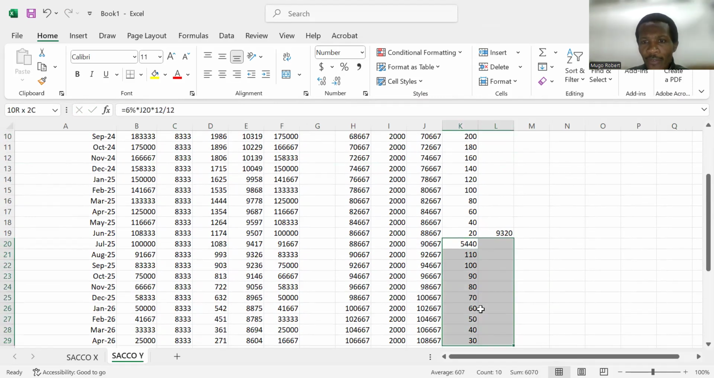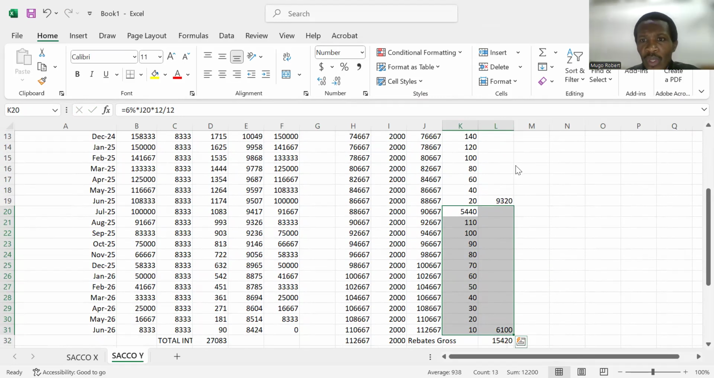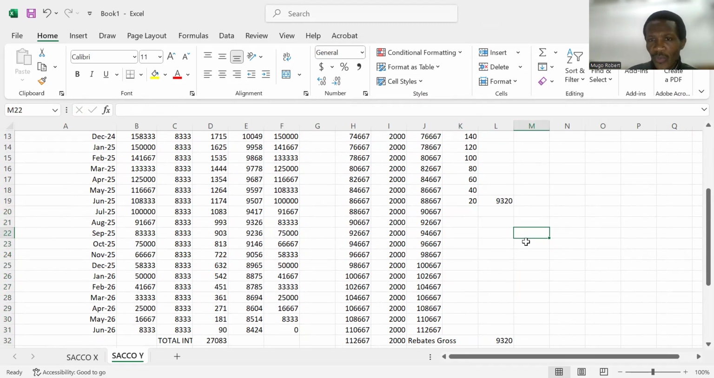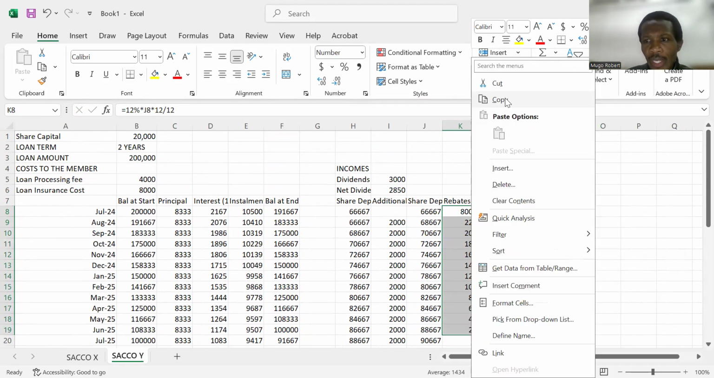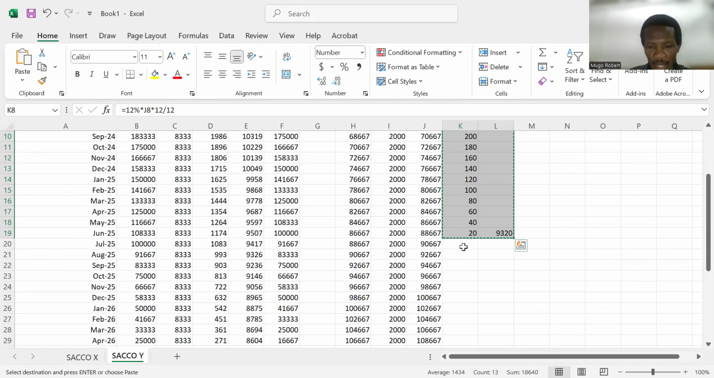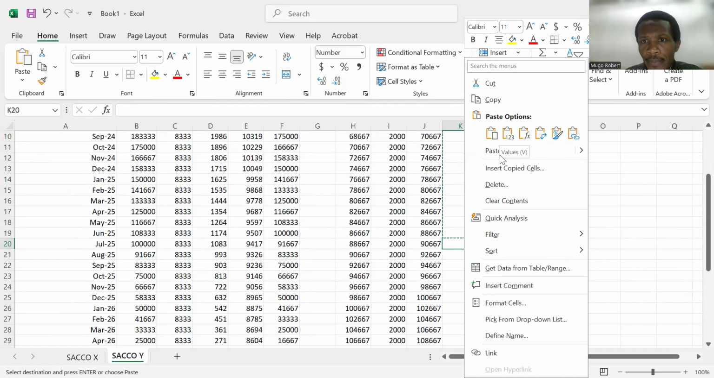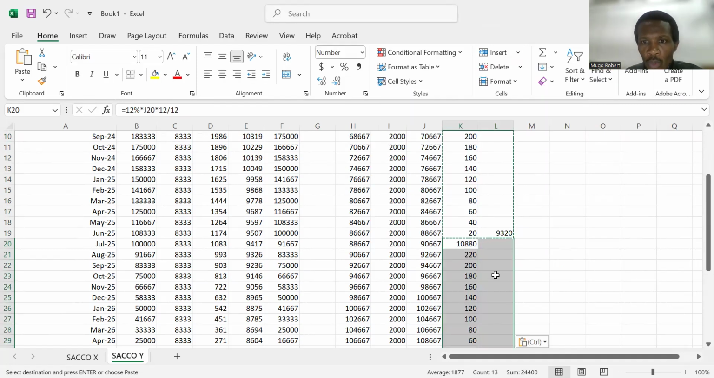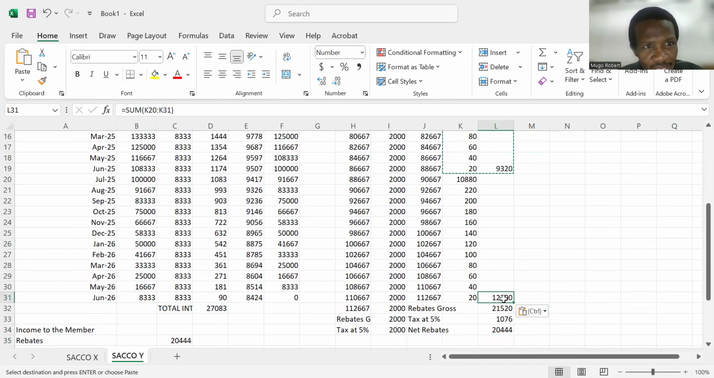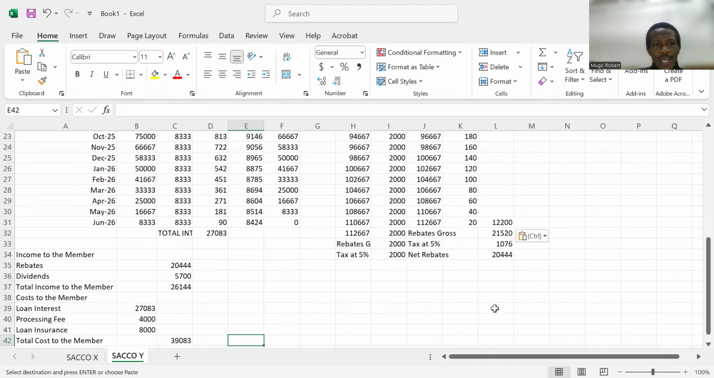For year two, since we have formulas, allow me just to clear this and then copy and paste this. You can see it is still 12%. So year two, we are getting rebates of 12,200. Total gross rebates is coming to 21,520. Tax at that, net rebates is 20,444. So let's see the income to the member.